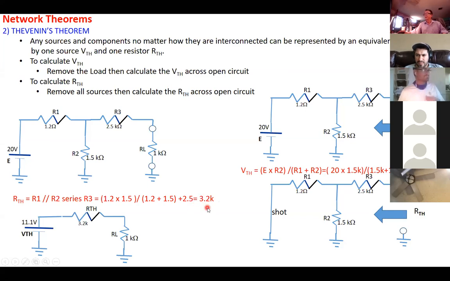And now, you want to calculate the R Thevenin. Then the 20 volts here must be shorted. Okay? To calculate R Thevenin, remove the source, then calculate R Thevenin across the open circuitry. That means you remove that by shorting.